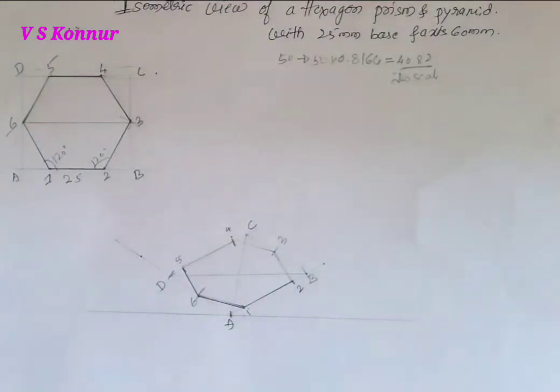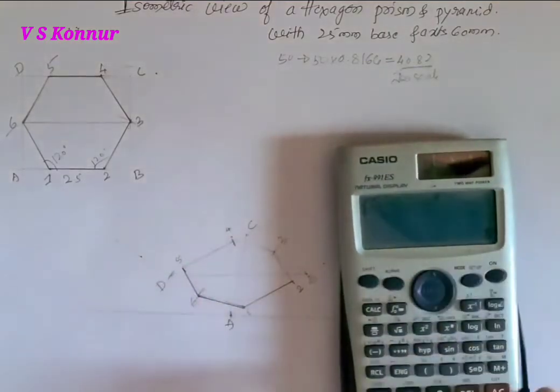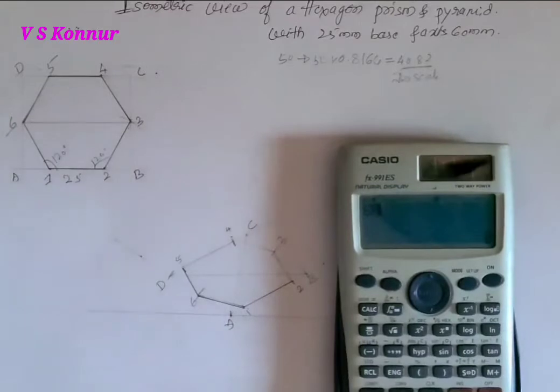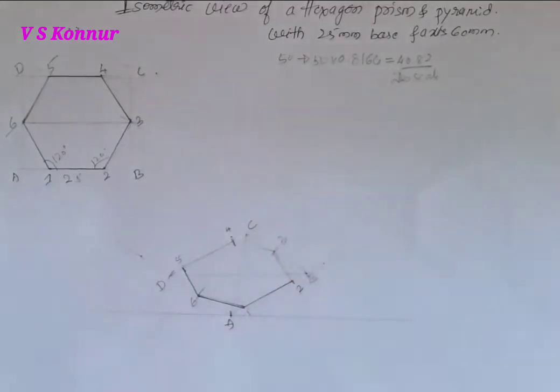Now we have to take the height. So height is 60 millimeter. So we will get 48.98, that is nothing but 49 distance you have to take from your divider. Distance you have to take.